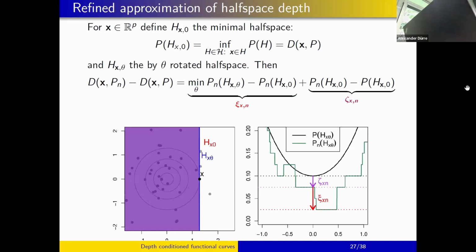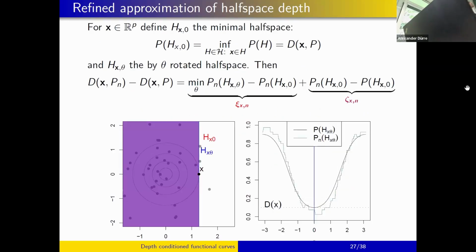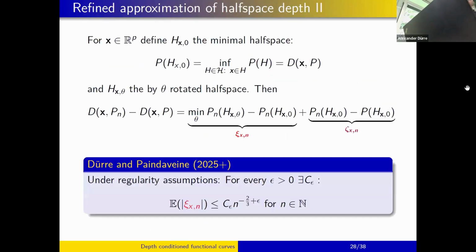And this here you can somehow see as a bias term, because this will always be negative. And this here you can see as a variance term. So this dominates the variance, this dominates the bias. And if you use this nice result, then yeah, you can show what we had wanted to show. Yeah, here's what I said. It goes to 0, like n to the minus 2 over 3.